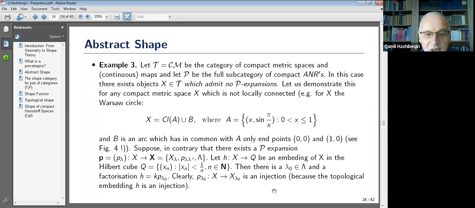Suppose, on the contrary, that there exists a P expansion p_lambda from X to an inverse system X. Let H from X to Q be an embedding of X in the Hilbert cube Q. We know that every compact metric space can be embedded in the Hilbert cube, and here H is this embedding. Then there is a lambda zero in Lambda and a factorization of H through X_lambda zero, H, where p_lambda zero is X to X_lambda zero.